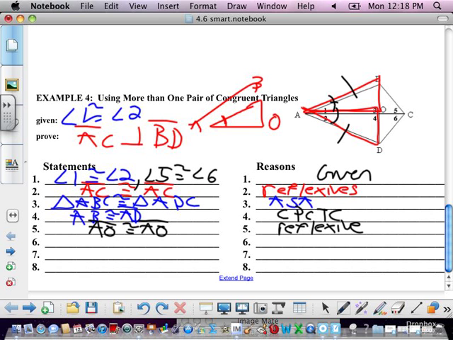Here's my question, ladies and gentlemen. Do I now know those triangles are congruent to each other? By what? Side, angle, side. Good. Triangle ABO is congruent to triangle ADO by side, angle, side. Two pairs of triangles. Now I've got to get to the end, the proof part. I know it is doing so much, but you can do this.